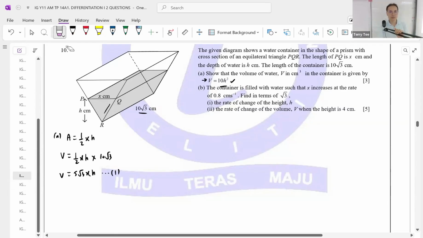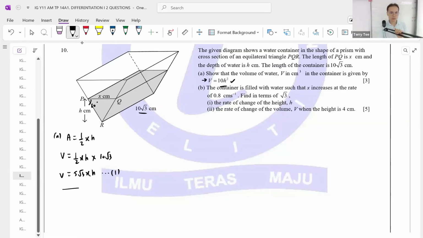Okay, let me highlight for you. This angle is 60, so we can draw a cross-section. The height h is over here, and this is going to be x over 2. Why x over 2? x is the whole thing, half of it, x over 2. So we can use tan 60 is h over x over 2. Tan 60 is square root 3.